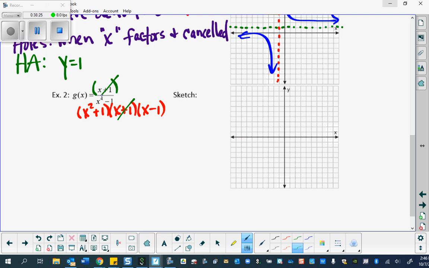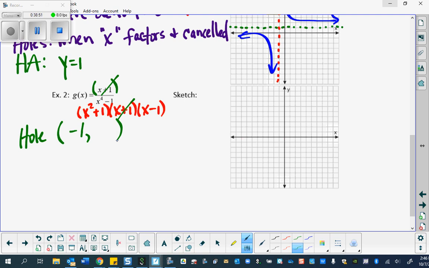So my hole is going to happen when x has an input value of negative 1. Because if the fraction stays originally like that, negative 1 is going to give me a 0 in the denominator, which is undefined.